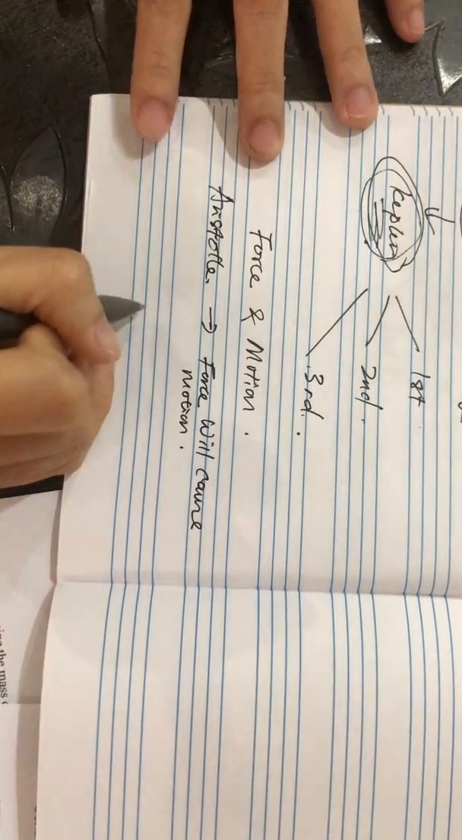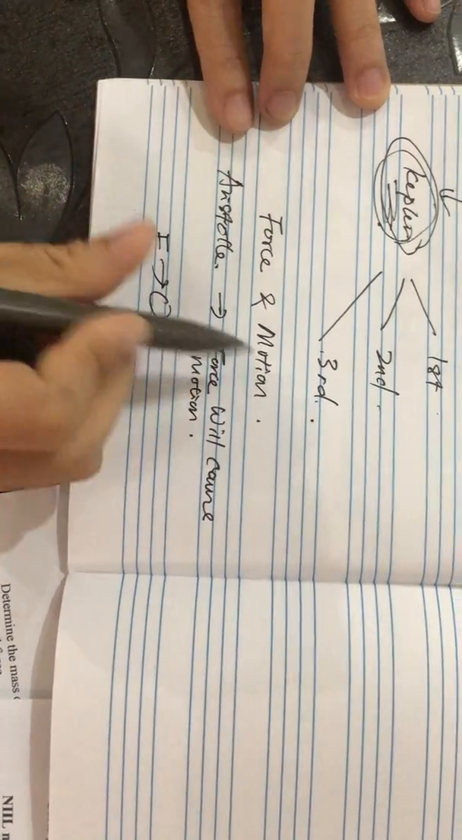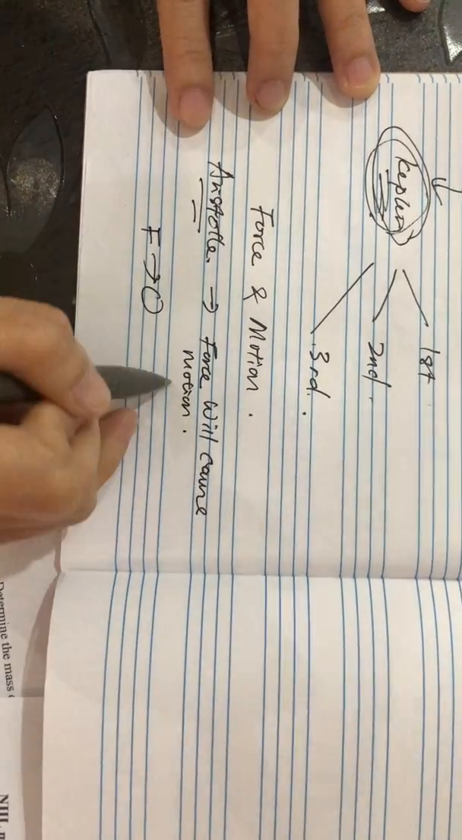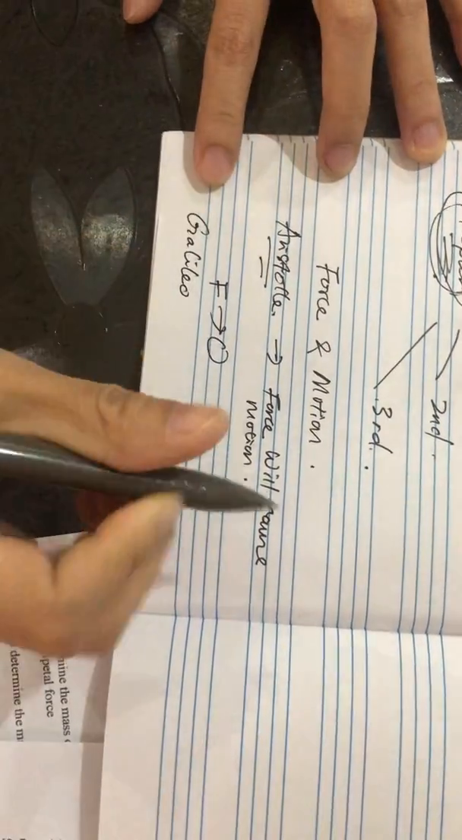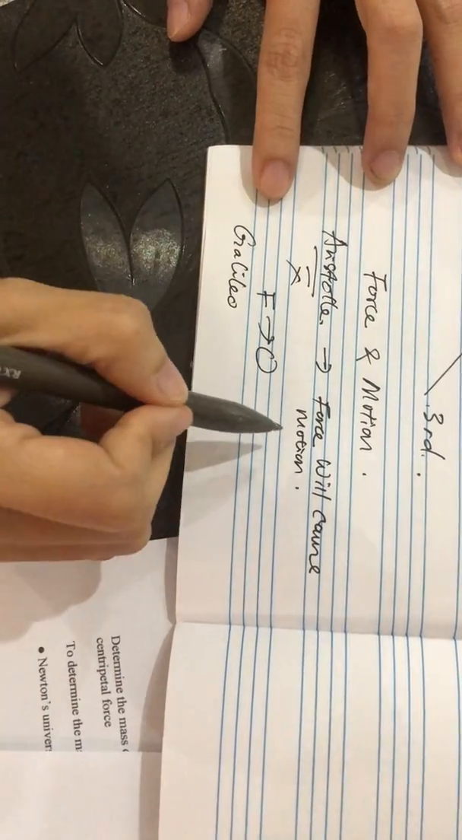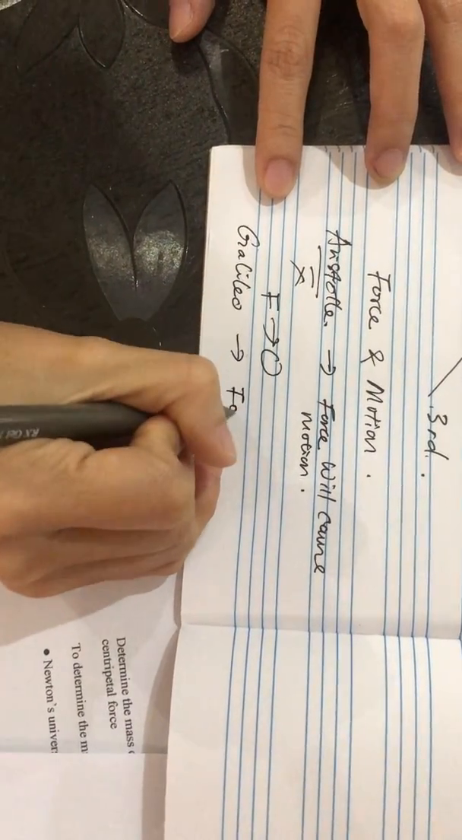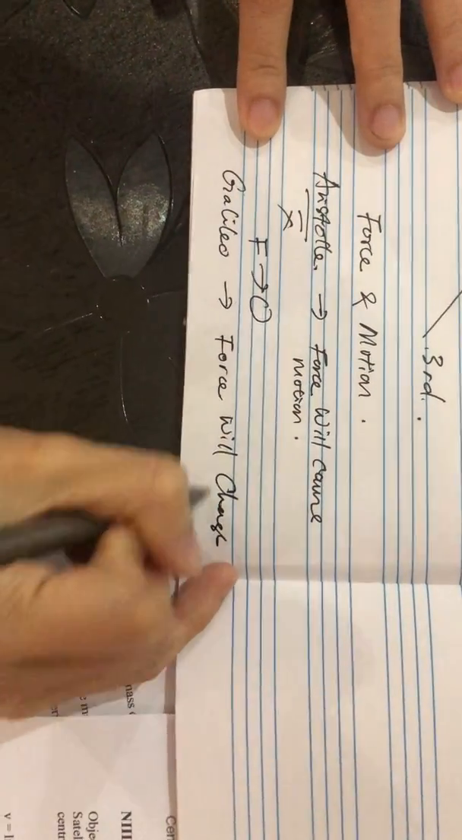Okay, so it means that anything that moves, you have to apply force, then only it will move. Aristotle said that force will cause motion. After that, Galileo Galilei came. Galileo Galilei said, no, Aristotle was wrong. Force actually will not cause motion, but force will change. Change is the keyword here.